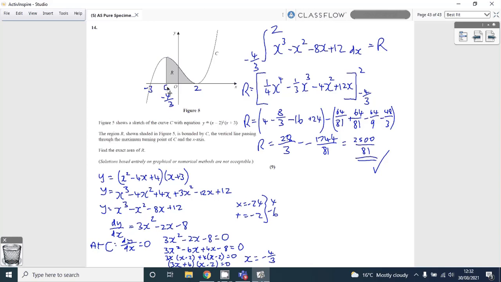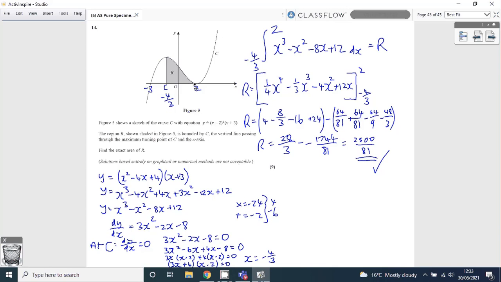Now we do need to work out the x-coordinate of here, and that's at the maximum point. So we're going to differentiate the curve. So start off by multiplying out the curve. So x minus 2 all squared is x squared minus 4x plus 4. Then multiplying that by x plus 3 and simplifying, we get y being this cubic here. Now differentiating that, I get 3x squared minus 2x minus 8. And then setting that equal to 0 and factorizing, I get x being minus 4 over 3 or 2.